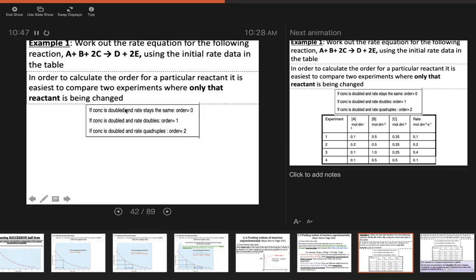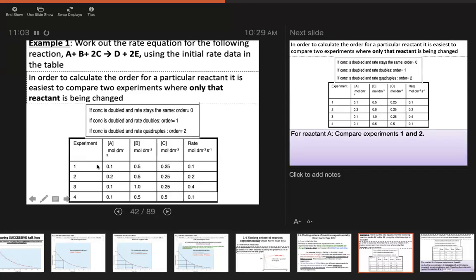This is just to remind you what zero, first and second order are. Zero order is when doubling the concentration has no effect on the rate. First order is when doubling the concentration, the rate doubles. And second order is when doubling the concentration, the rate goes up by 4, or quadruples. So this is a set of experiments that have been carried out.